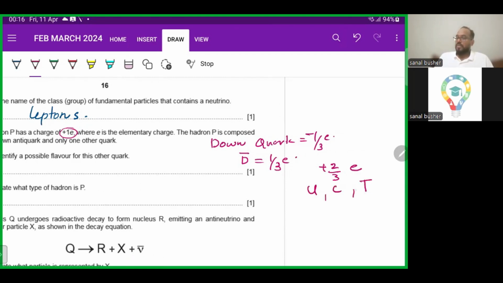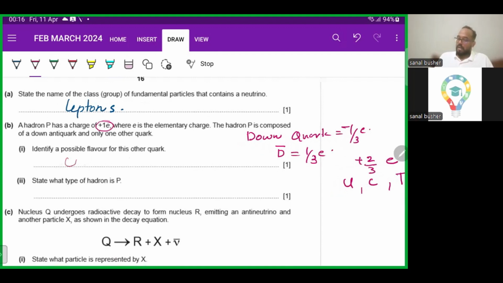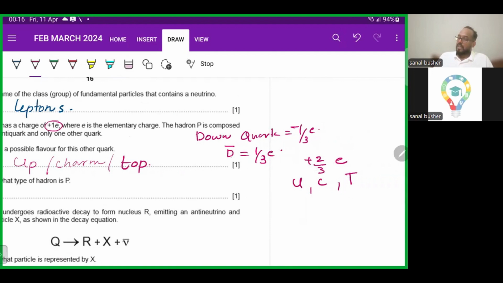All these will have this charge. You can take any one of these. The possible flavor can be up, charm, or top. You can see this when you add now. This is anti-down plus 1 up. What will the total charge be? 1 by 3 plus 2 by 3, 1e, right? If you take anti-down plus charm also, you will get the same charge. Top plus anti-down also, you will get the same charge, right? So these are the combinations you can take.